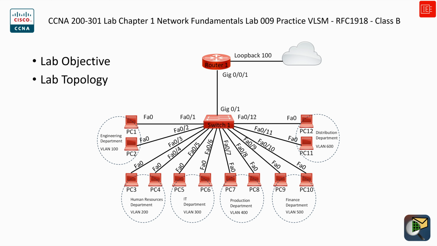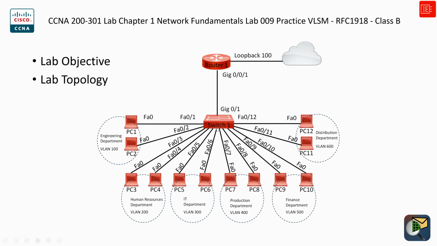Regarding the lab topology, you can see that we have used the same topology from our previous video. What we see on the screen here is router 1 and switch 1. Router 1 is connected to switch 1. Router 1 has a loopback interface 100, which mimics the Google DNS server, which is 8.8.8.8.